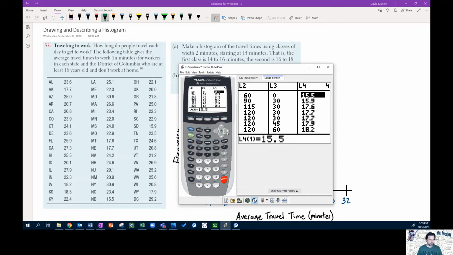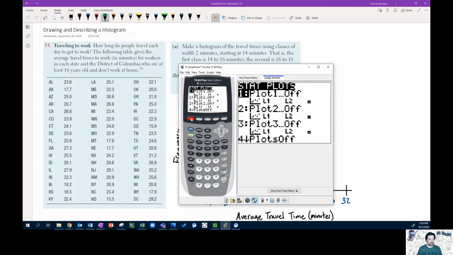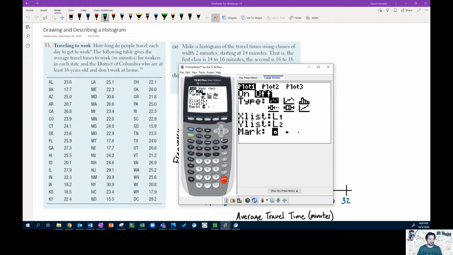All right, so now I'm actually going to have the graphing calculator make my histogram. In order to do that, we are going to go to second, stat plot. It's what it says right above y equals. I'm going to turn this first plot on, so I have to hit enter. And now it's flashing on here. I'll hit enter to turn it on.